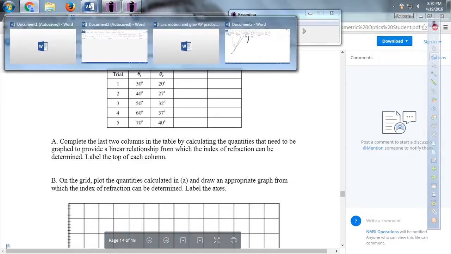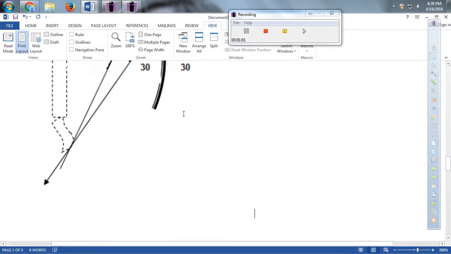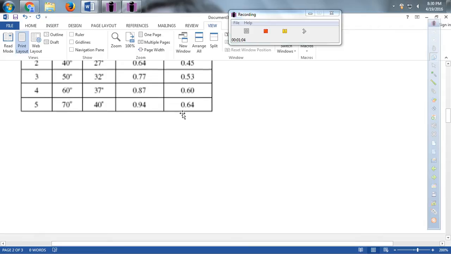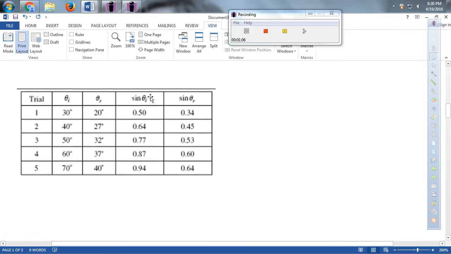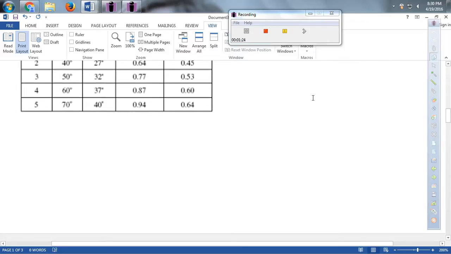So here are the values that I had as being plotted. So here's my sine of angle I, and here's my sine of angle R. So all I did was punch 30 degrees in the calculator and get that, 40 degrees, 50, 60, 70, and then 20, 27, 32, 37, and 40 are these values right here. Okay? All right, then they ask you in Part B to plot a graph.